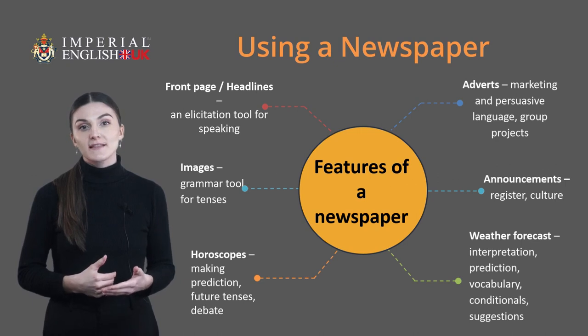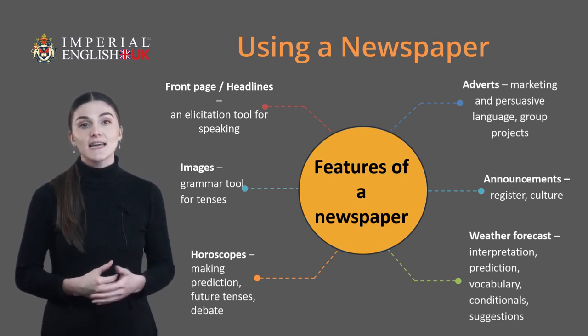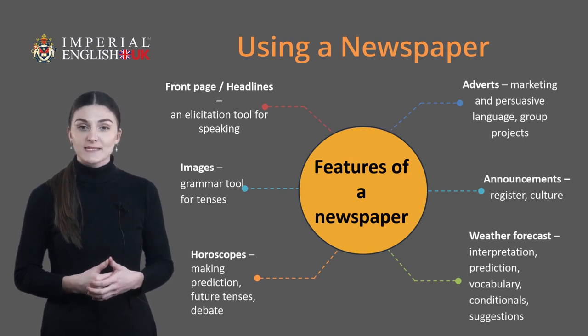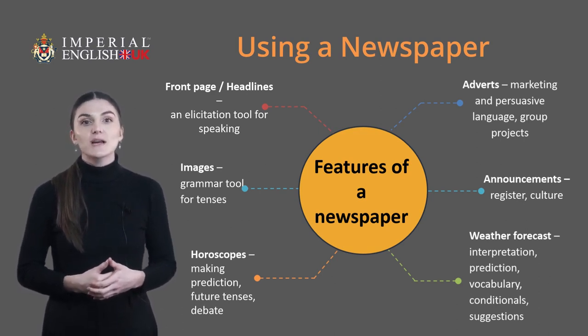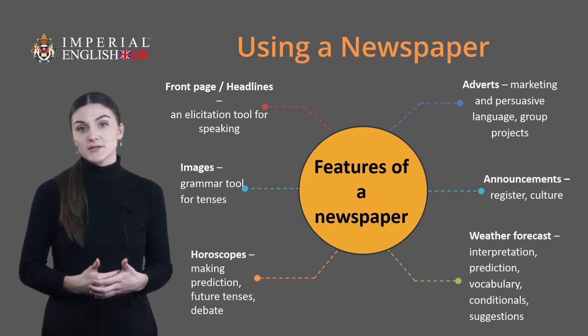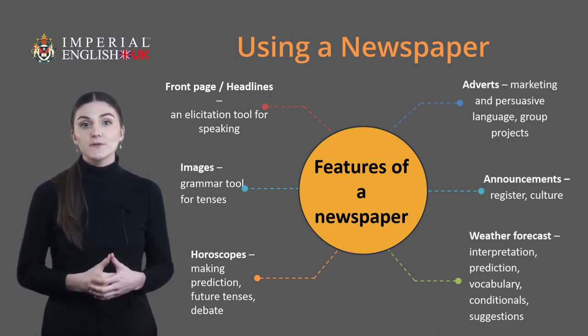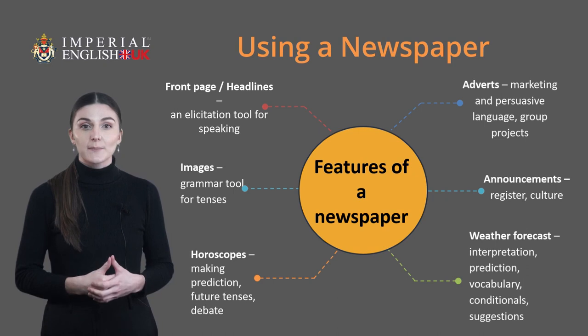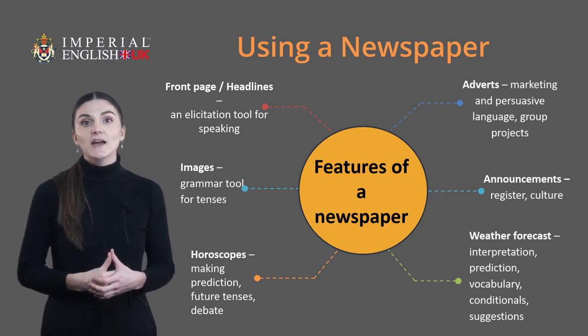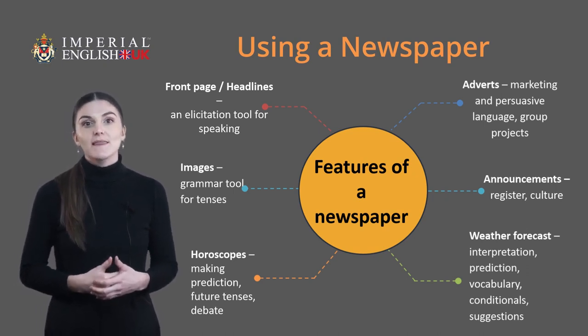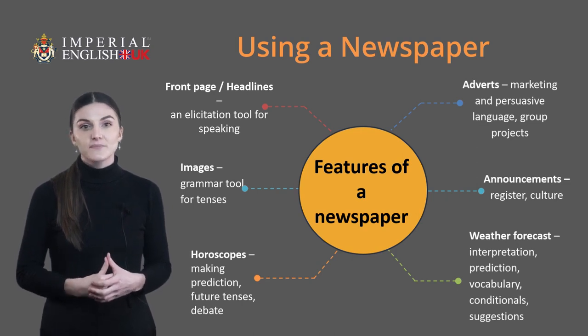The front page and headlines throughout can be used as an elicitation tool for speaking. All the images can be used as a grammar elicitation tool, for example, asking questions like, what is happening in the image? Horoscopes are a typical feature of British and American newspapers. They can be used for practicing future tenses, prediction, and generally a wider debate. Advertisements of all kinds can be used for vocabulary, persuasive language, and go on to prompt student group projects, like making their own companies and adverts.